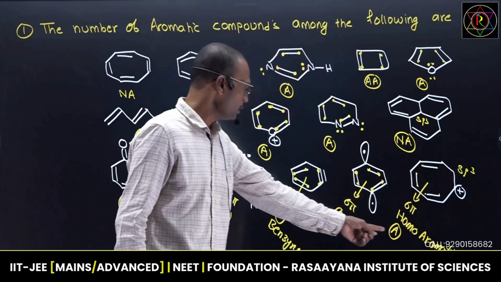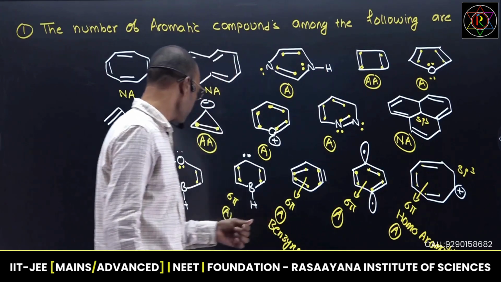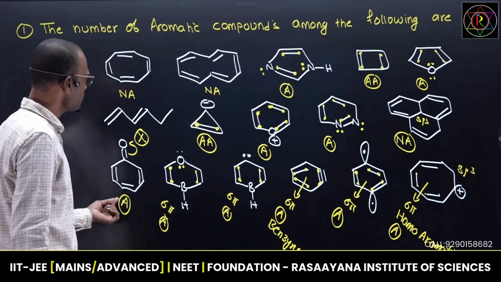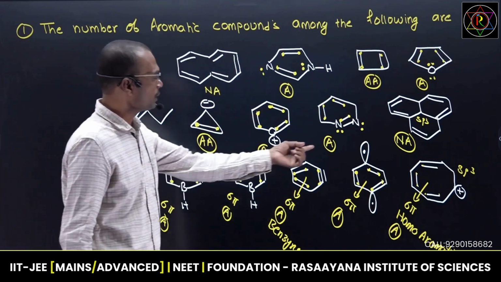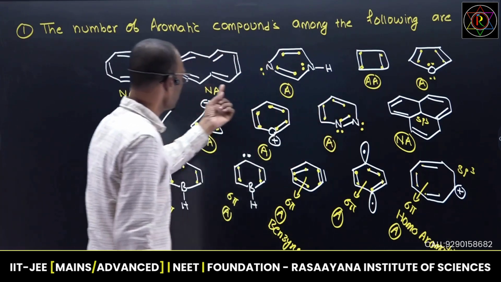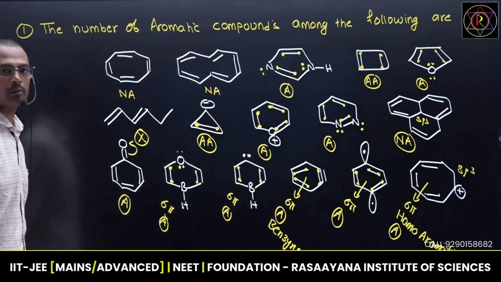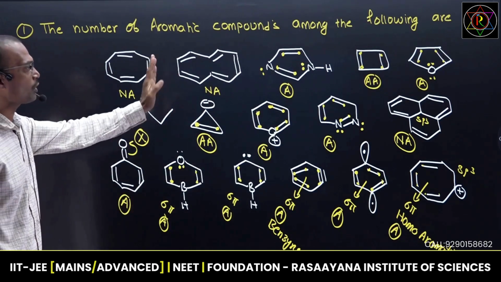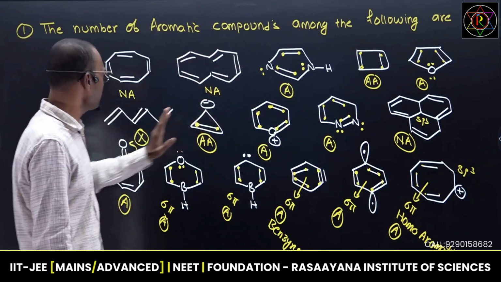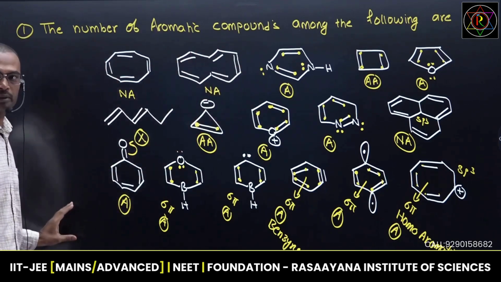So I can say aromatic, aromatic, aromatic, and this is also aromatic, and this is also aromatic, and this is aromatic, aromatic. So wherever I have written A, all of those belong to aromatic molecules. Just count the total number of aromatic molecules and your answer will be written over here. The number will be written over here.